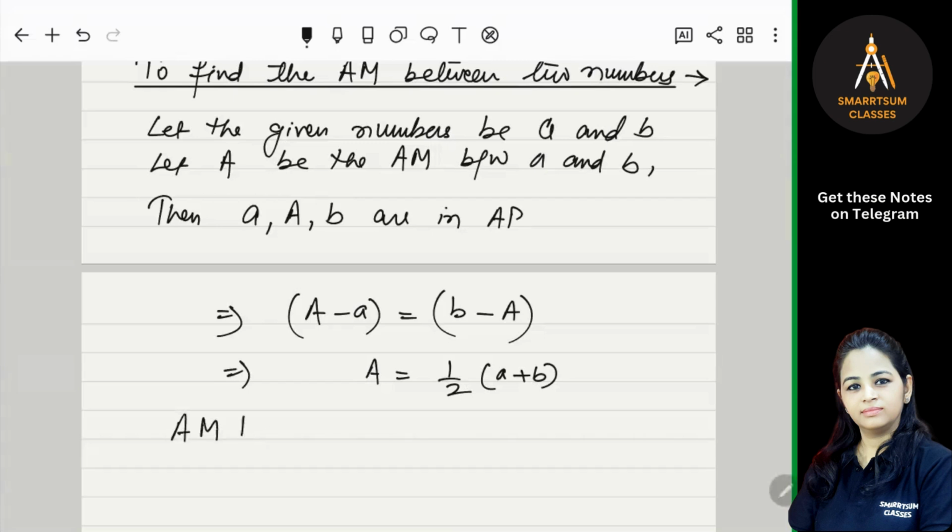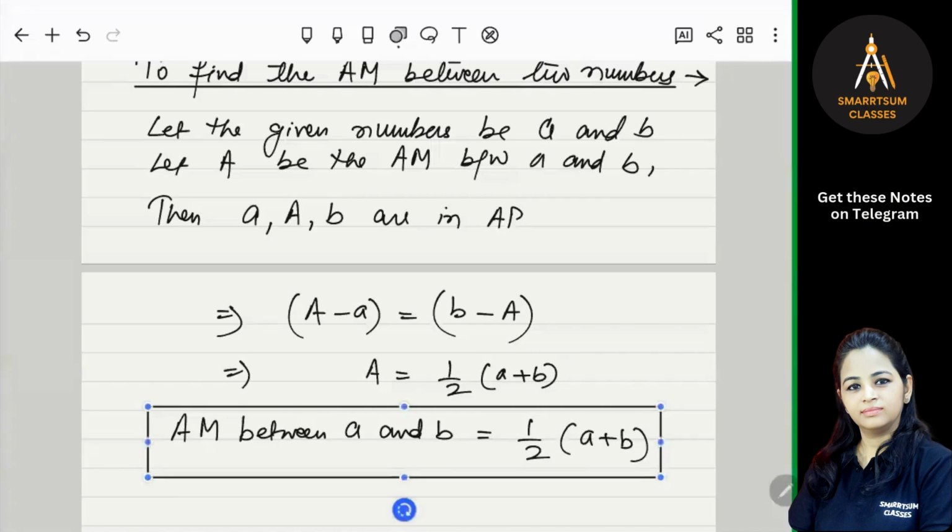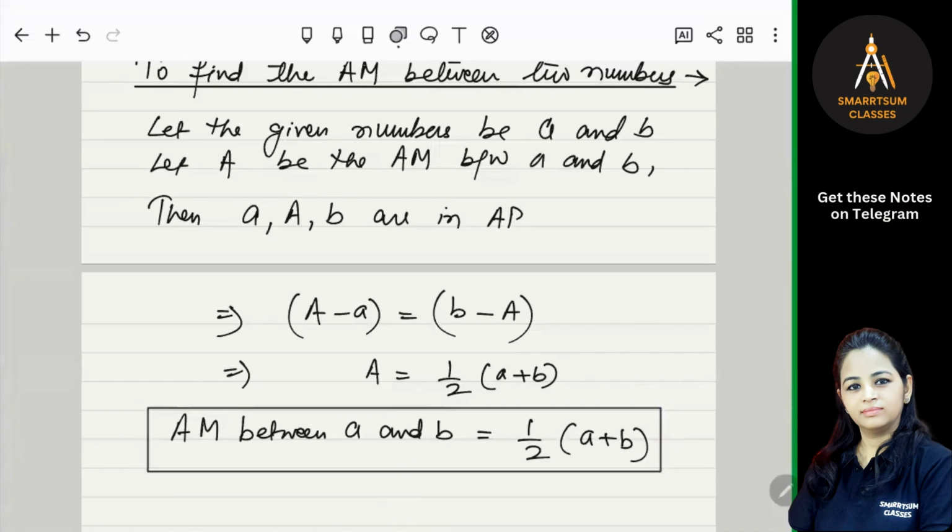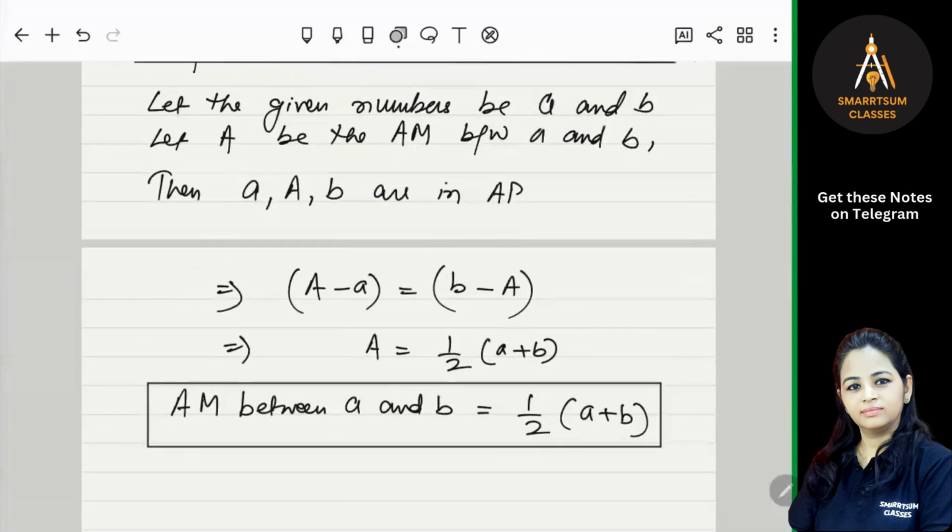Arithmetic mean between A and B is 1 by 2 (A plus B), which means we can add and divide by 2. That will give you the arithmetic mean between the two numbers within the AP. Right? So we simply add and divide by 2.